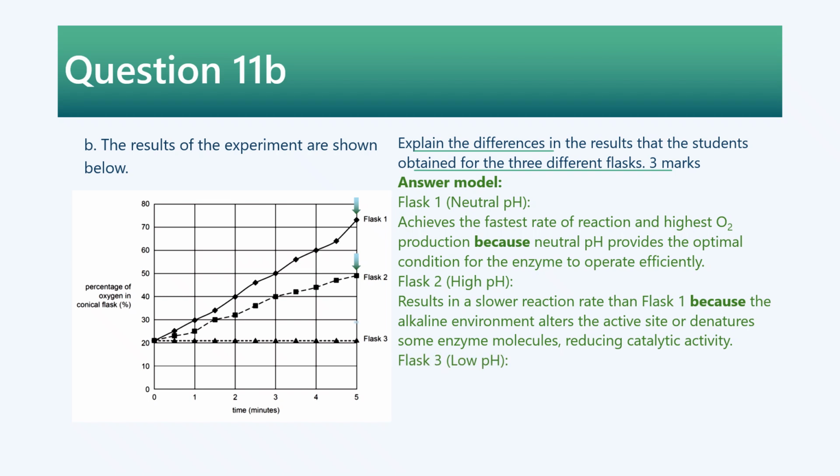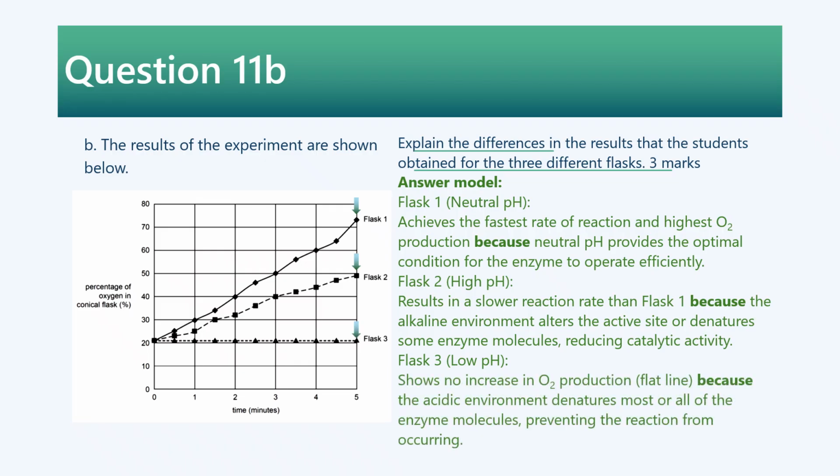Flask 3, low pH shows no increase in O2 production, a flat line, because the acidic environment denatures most or all of the enzyme molecules, preventing the reaction from occurring.